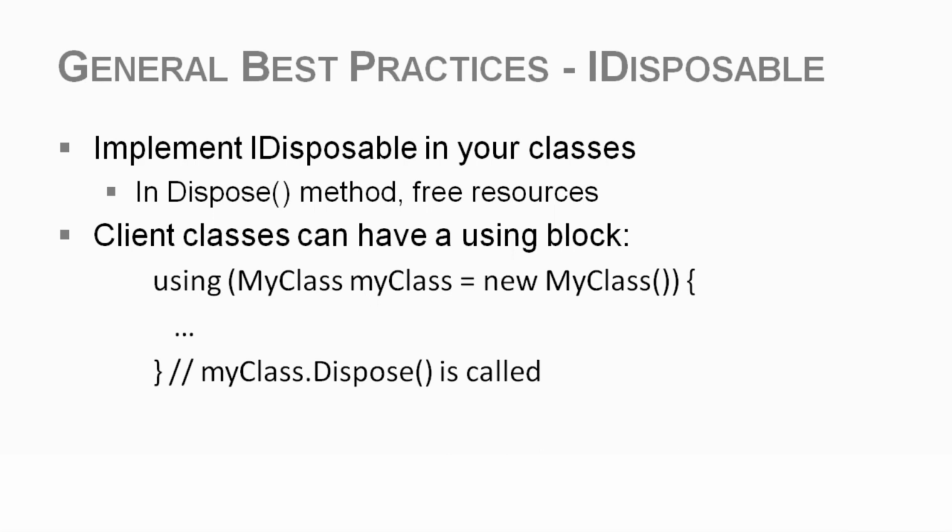So implementing IDisposable is a nice courtesy to any client classes that are going to use your class. Of course, if you don't have any resources that you're going to dispose, it's completely unnecessary. But if you do have resources, like connection objects that you need to dispose or close, or perhaps file objects that you need to close, or streams, then you should implement IDisposable.